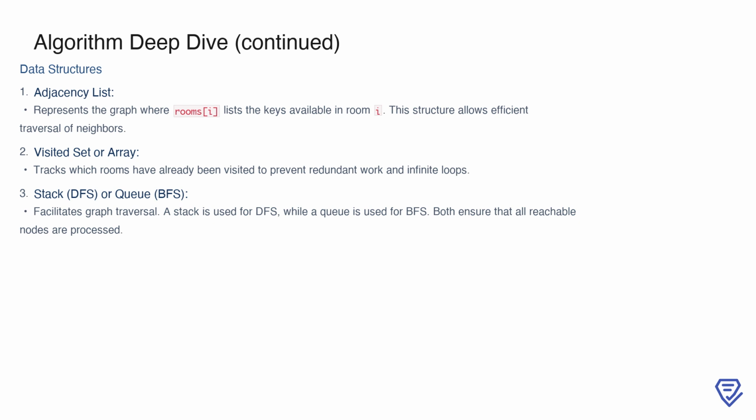The stack is used for depth-first search, which delves deep into one branch before exploring others, while the queue is used for breadth-first search, which explores all neighbors at a given depth before proceeding deeper.